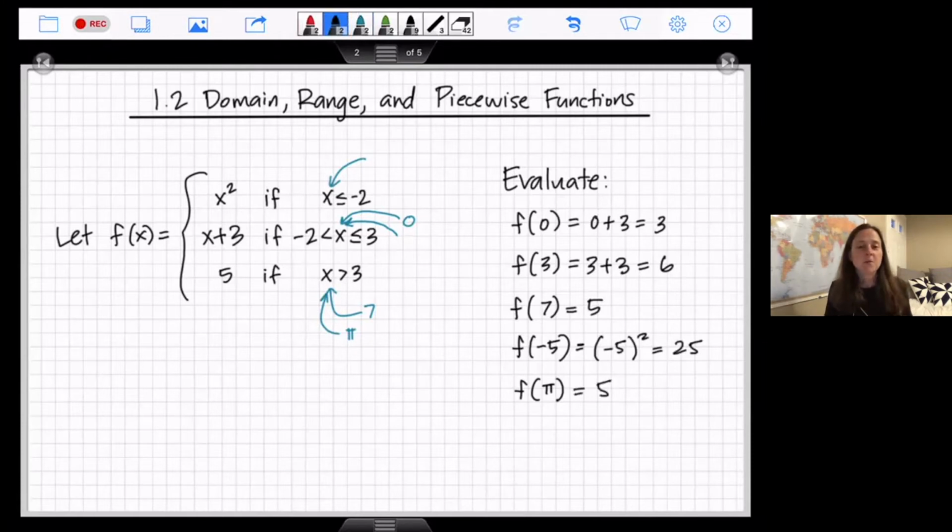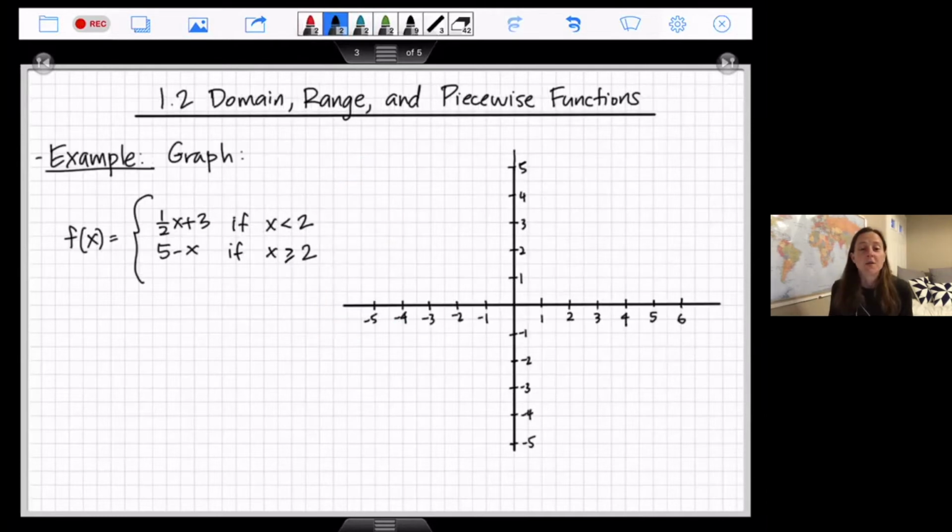Right, so there's a little bit about evaluating piecewise functions. Piecewise functions are functions. They're always going to give you one and only one output. So you're never going to plug a value into all three formulas. You're only going to plug into one of the formulas in the function. All right, so here's our first piecewise function that we want to try and graph.